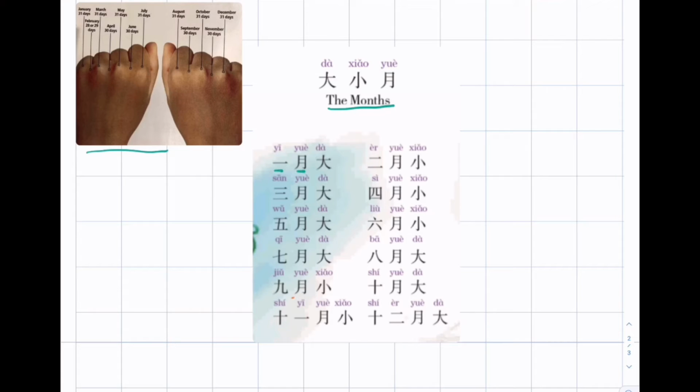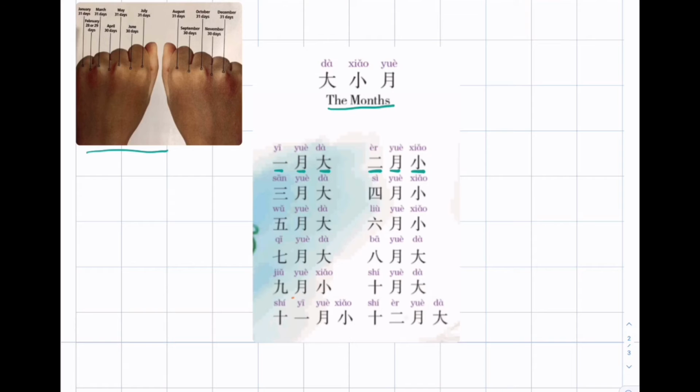一月大，一月大 means January. 一月 means January. 大 means big. 一月大 means that January is bigger, which means it has 31 days. So this is how we know which month has more days. This one, 二月小，二月小，二月 means February. 小 means small. So 二月小 means February is smaller, because it has fewer days.